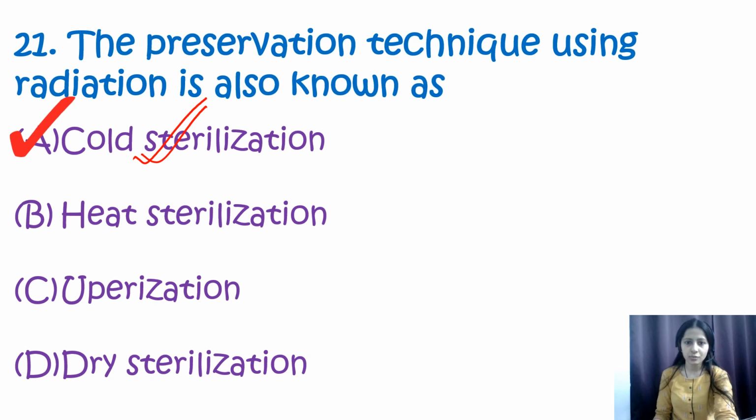Okay, and here one more term is vaporization. What is vaporization over here? So vaporization, actually it is a method of sterilizing the milk by injecting steam under pressure to raise the temperature up to 150 degrees Celsius. So over here, my correct answer is A, that is cold sterilization.